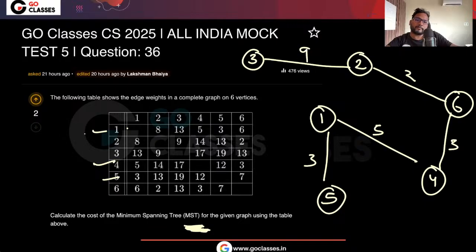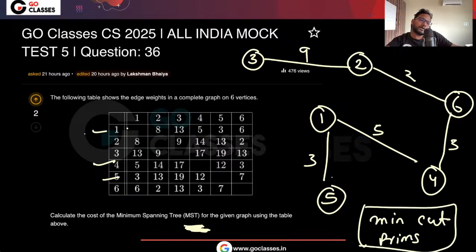Is this fine to everyone? I mean, you can do it using min cut, or using Prim's, or you can use Kruskal's. For Kruskal's, if it is intuitive, then you can do it. Otherwise, for me, Prim's was more intuitive. Okay, so I was using Prim's. Okay, you can use Kruskal's.